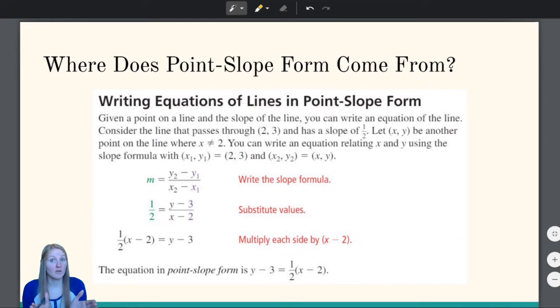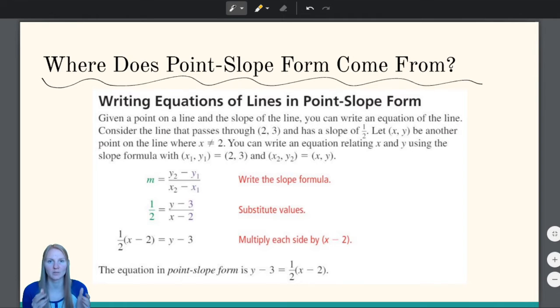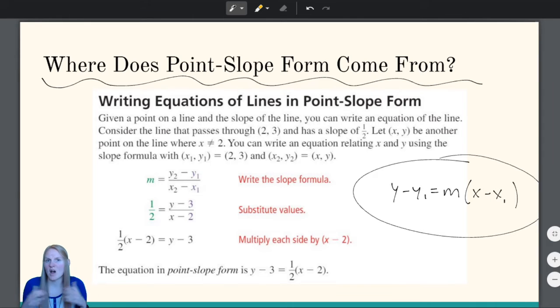We're going to move on to our first example. This is some background information. So if this is confusing to you, you do not need to watch this part of the video. You don't need to understand this part. But I highly encourage you to try to understand it, because this is where point-slope form comes from. How did we make y minus y1 equals m times x minus x1? Where did this come from? Who thought of this? Why?